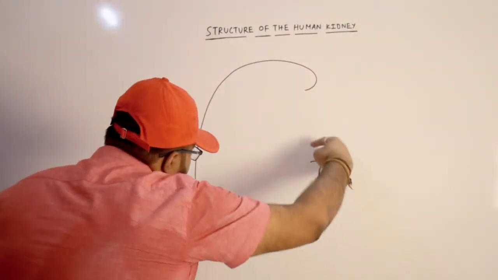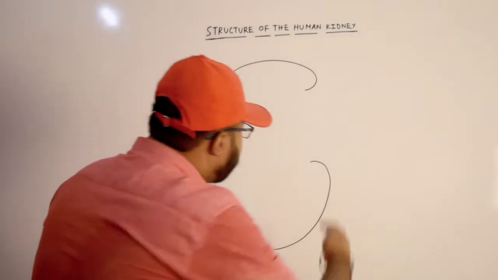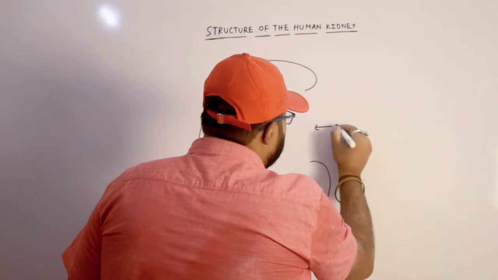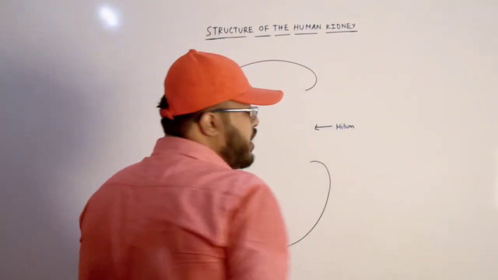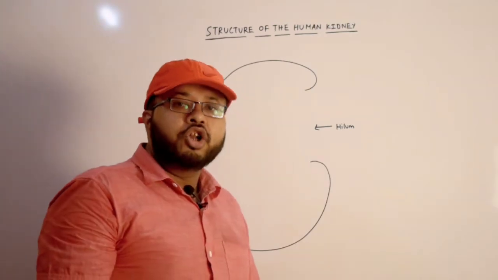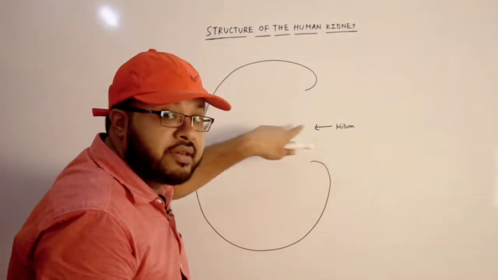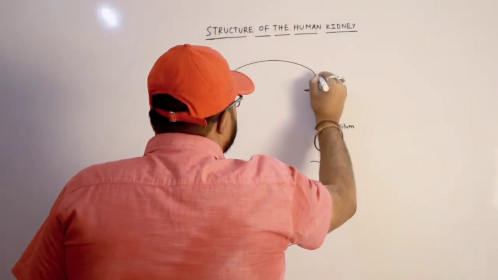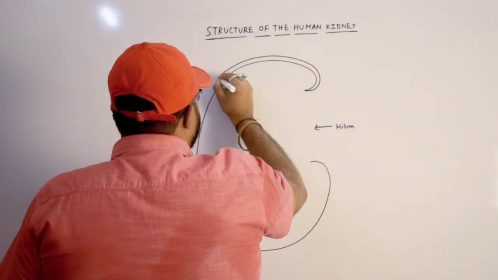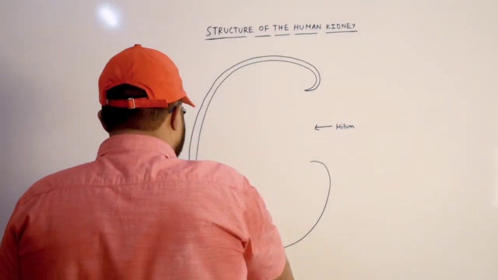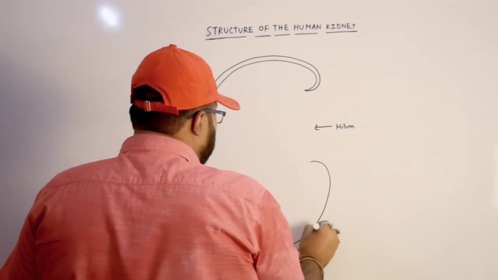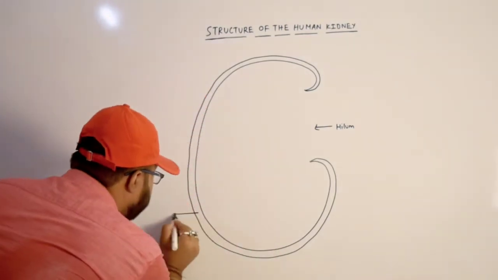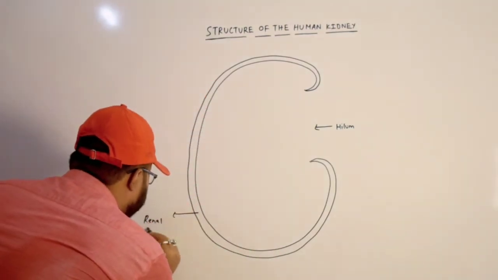The lateral surface of the kidney is convex while the medial surface is concave and it has a depression in the middle called the hilum, through which renal artery, renal vein, nerves, ureter enter and exit the kidney. Kidney is externally covered by a dense, fibrous connective tissue capsule called the renal capsule or the fibrous capsule. So this is the renal capsule or the fibrous capsule.